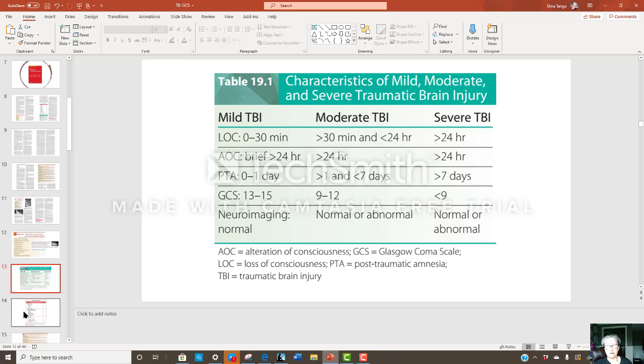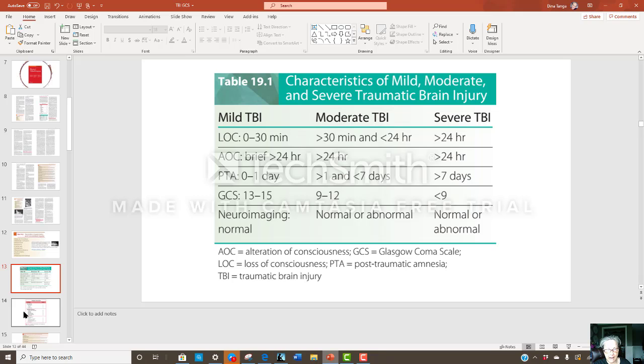Table 19.1, characteristics of mild, moderate, and severe traumatic brain injury. Mild TBI, loss of consciousness, 0 to 30 minutes. Moderate TBI, 30 minutes to 24 hours. Severe TBI, greater than 24 hours. The AOC stands for alteration of consciousness. So you have loss of consciousness, and then you have alteration of consciousness.